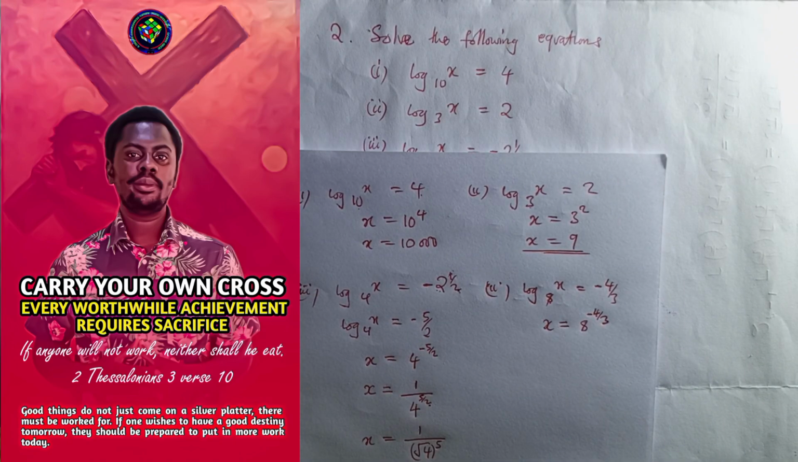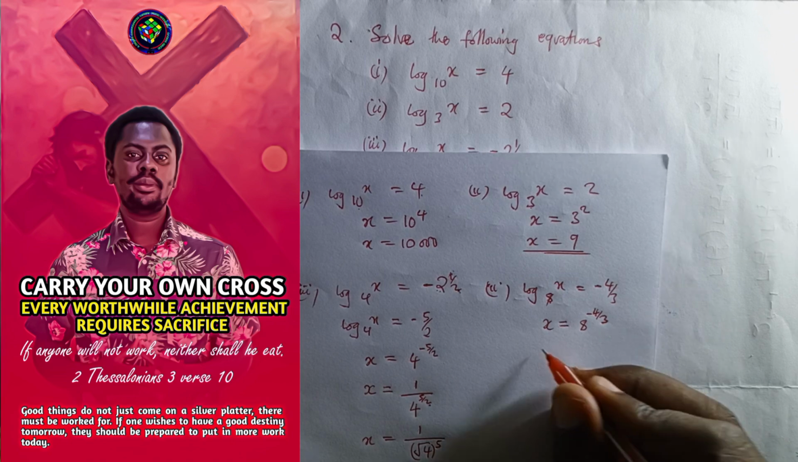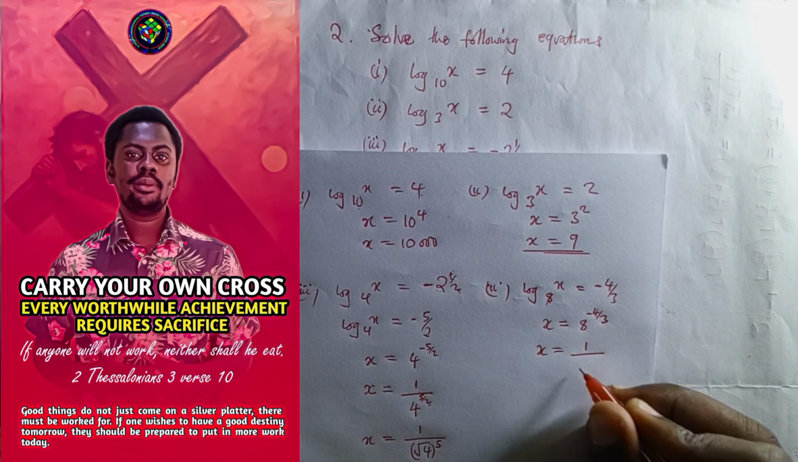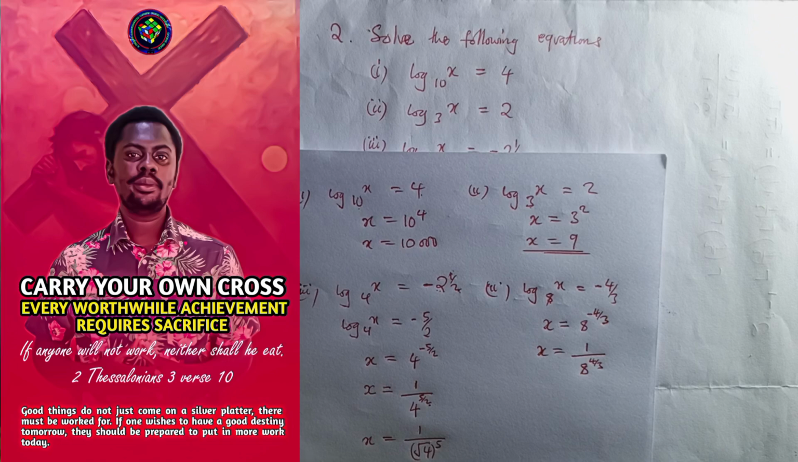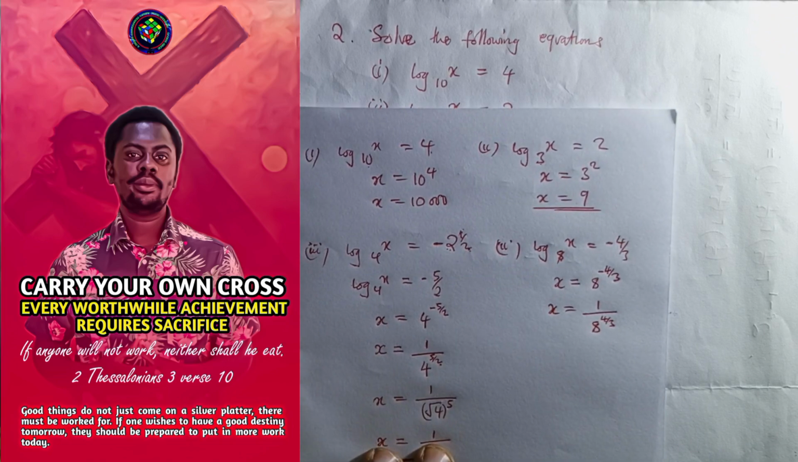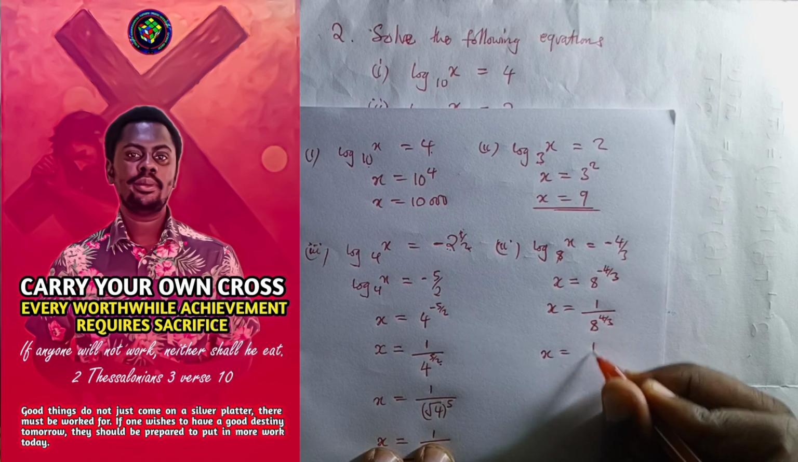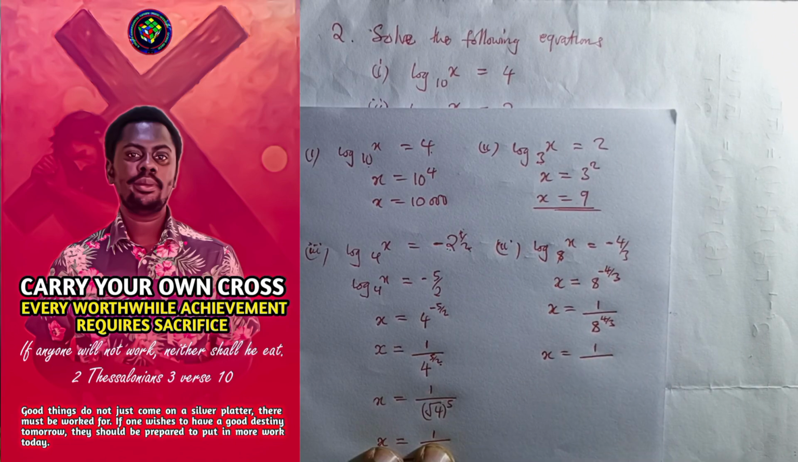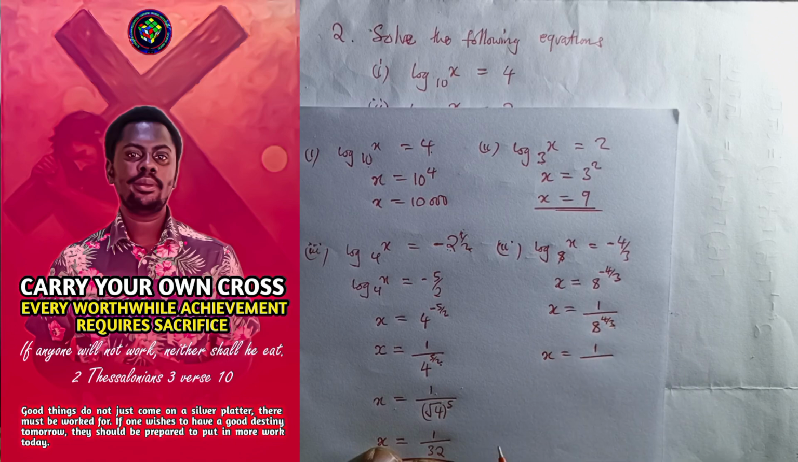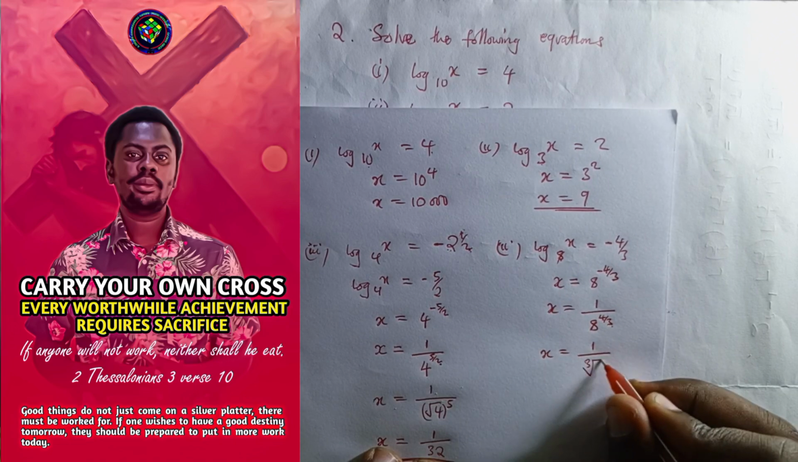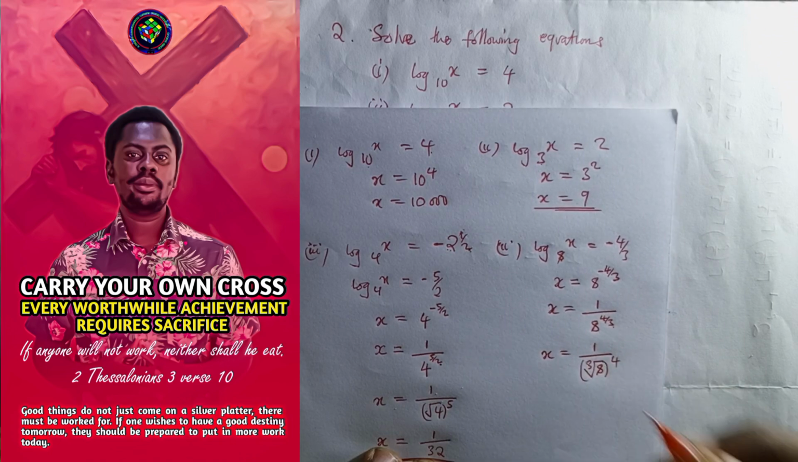Again there we have a negative power. So when you have a negative power, we introduce a 1. So it will be x is equal to 1 over 8 to the power 4 over 3. So the power has become a positive now. Okay, so I said when we have a fraction power, the denominator gives the root and the numerator is the power. So here we have a denominator of 3, so we are going to have the cube root of 8, then power 4.